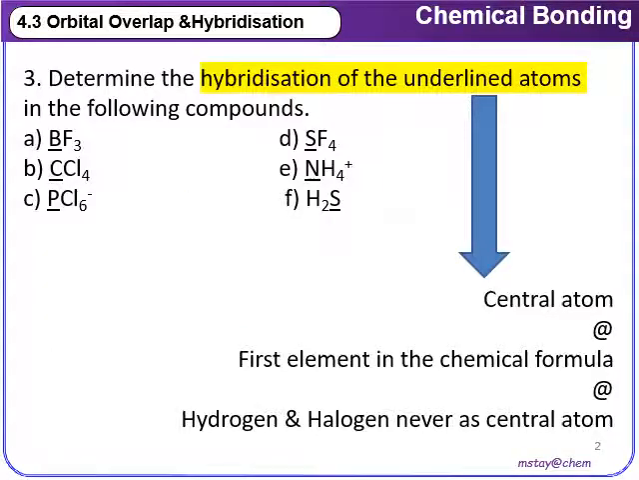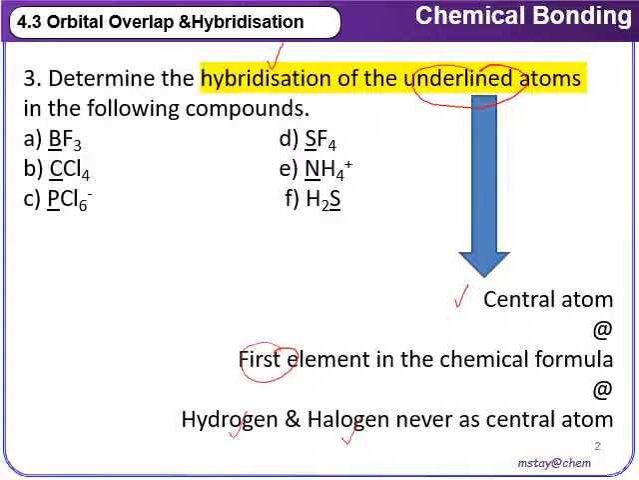Proceed with question number 3. Determine the type of hybridization for the underlined atoms. Basically, you will notice all the underlined atoms are the central atom, or you can also notice they are the first element in the chemical formula. But do remember that hydrogen and halogens are never the central atom.